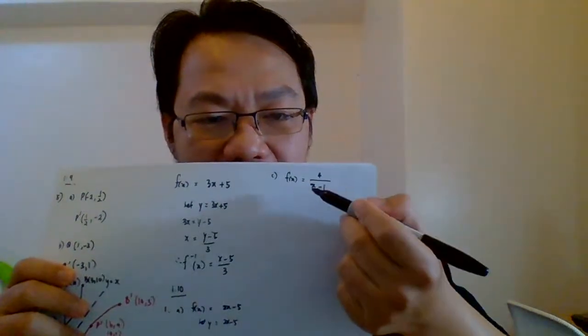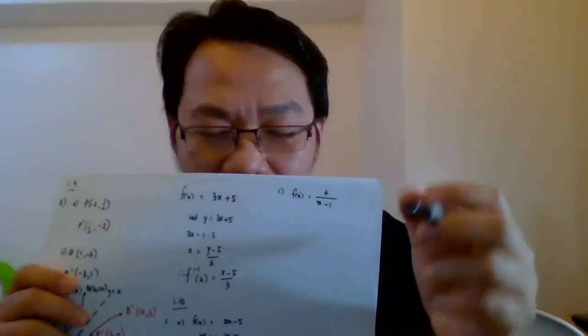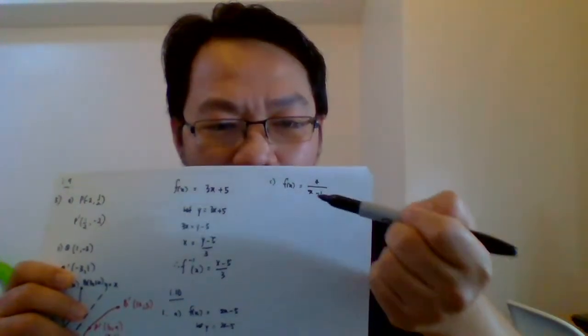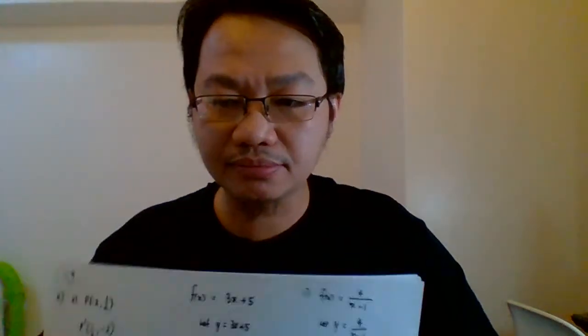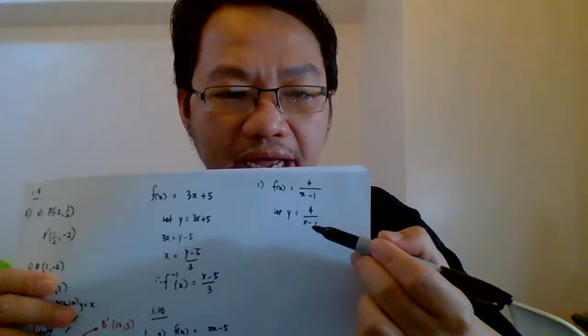Okay, let's discuss number 1C. I skip B. So number 1C, f(x) equals, I love fraction, that's why I want to discuss C. So 4 over x minus 1. The function equals a fraction here. So I told you, if you want to find the inverse, make sure you let y equal to this makcik here. So to find the inverse, let y equals 4 over x minus 1.